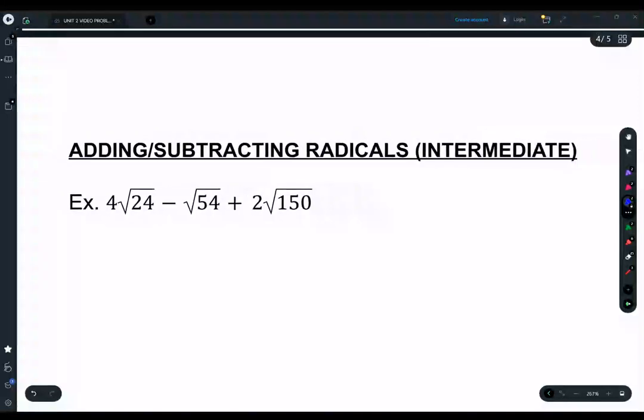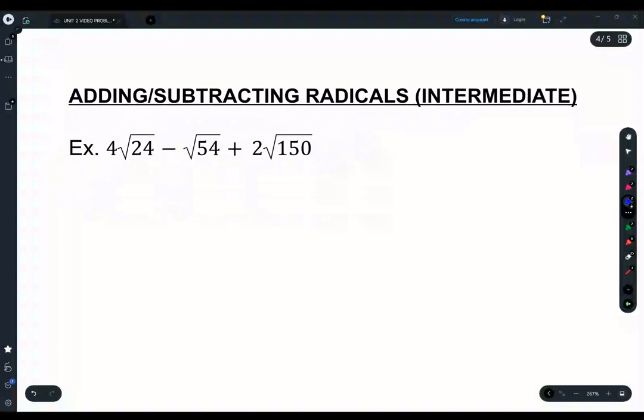All right, adding and subtracting radicals, intermediate level. All we're going to do here is make sure, like we said for the basic level, you needed to be able to find the ones that had the same number underneath the radical and then combine the values in front. So in this case, with intermediate, we have a step to do before that. Our step before is we need to simplify each radical.